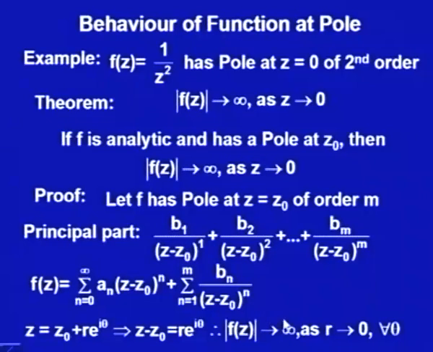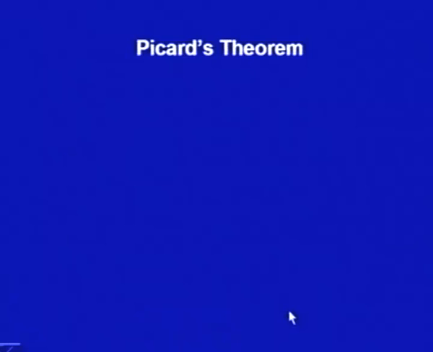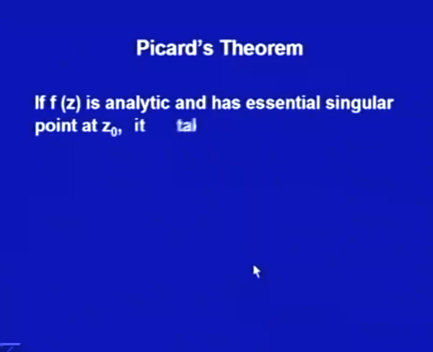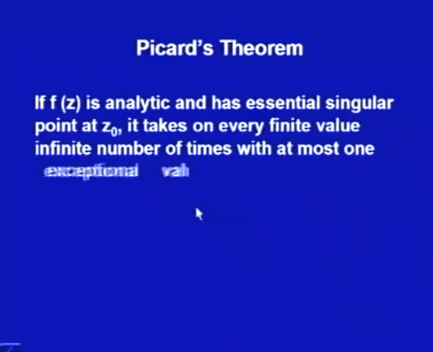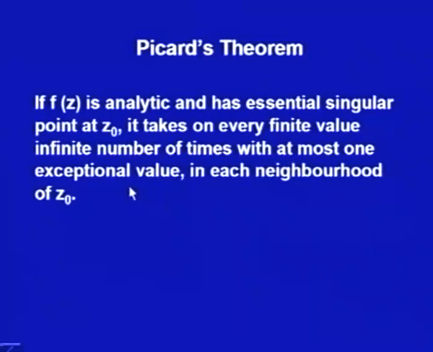Now, so this is happening for every pole. Now, what is the behavior of the function at an essential singularity? This is actually explained by Picard's theorem. So, let us first write this, I will just give you Picard's theorem. Of course, we are not going to prove it, but I would show you how this is happening.